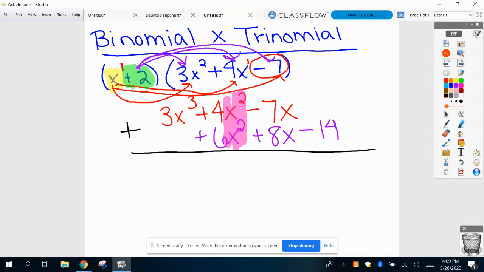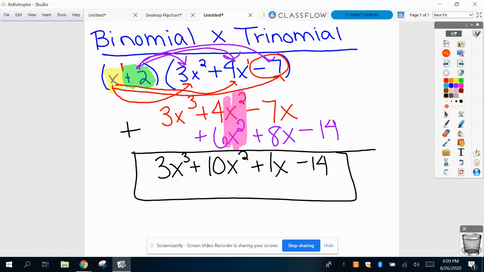Once we're there, we're good to go. And we can just add straight down. Okay, so now we're going back to our rules of adding and subtracting with polynomials. We're adding 3x to the third. A 4x squared and a 6x squared gives us a positive 10, and the label stays the same, x squared. Negative 7 plus 8 gives us a positive 1x. And then we'll just bring down the negative 14. So again, exactly like what we were looking at yesterday, we're just adding that extra piece to distribute to when we go through. Okay, so that's one piece that we're adding today.